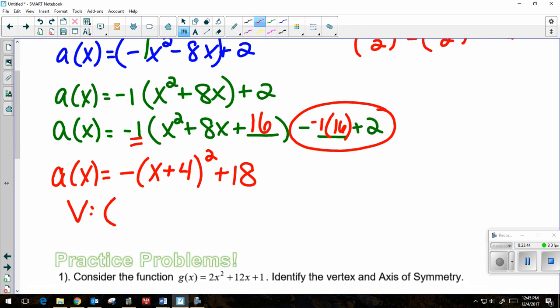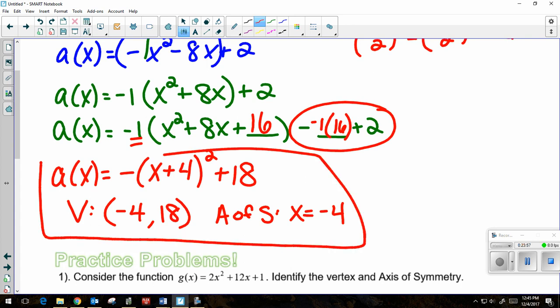The vertex is the opposite of what's inside, so -4, 18, and your axis of symmetry is going to be x equals the x-part of the vertex. So there is your vertex form, axis of symmetry, and vertex.